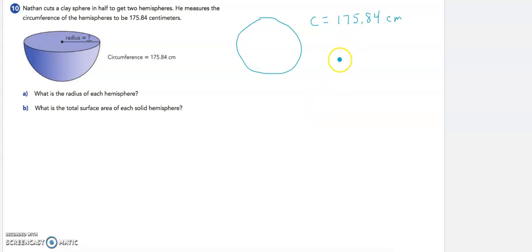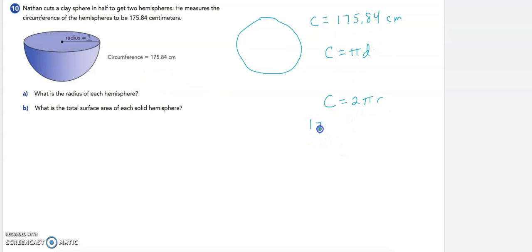Now, there are 2 formulas to find the circumference of a circle. We can use circumference equals pi times diameter, but I'm not going to use that because there's no r in there for the radius. We could do it and just cut our answer in half, but I'm going to use this one: circumference equals 2 pi r. Let's fill in what we know.